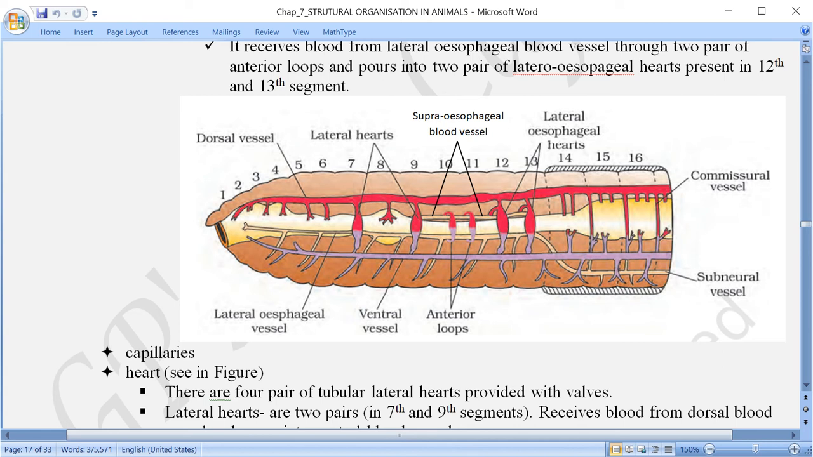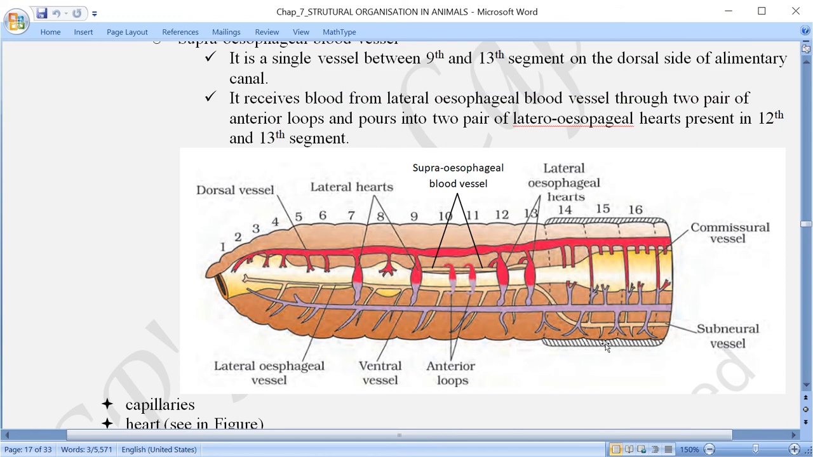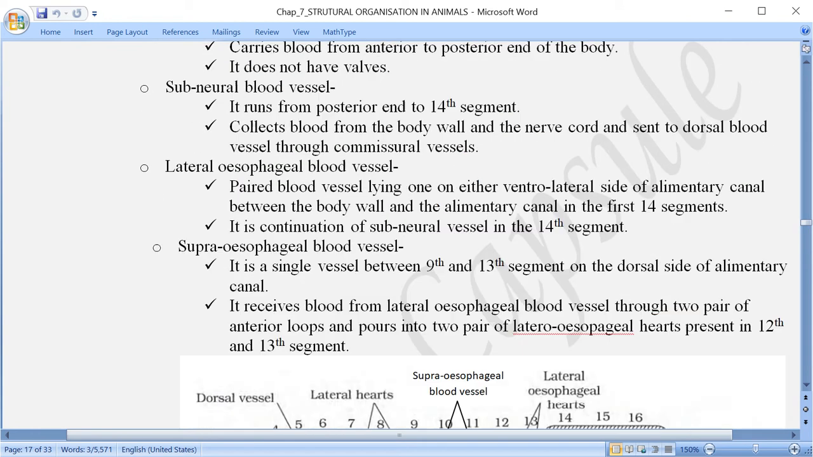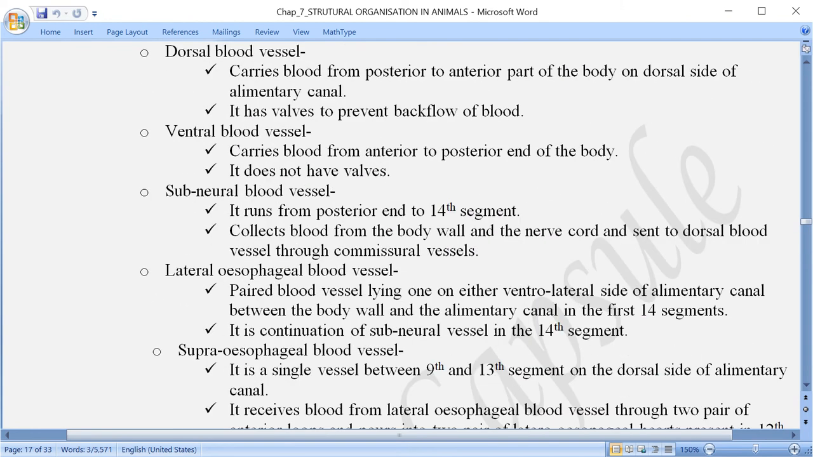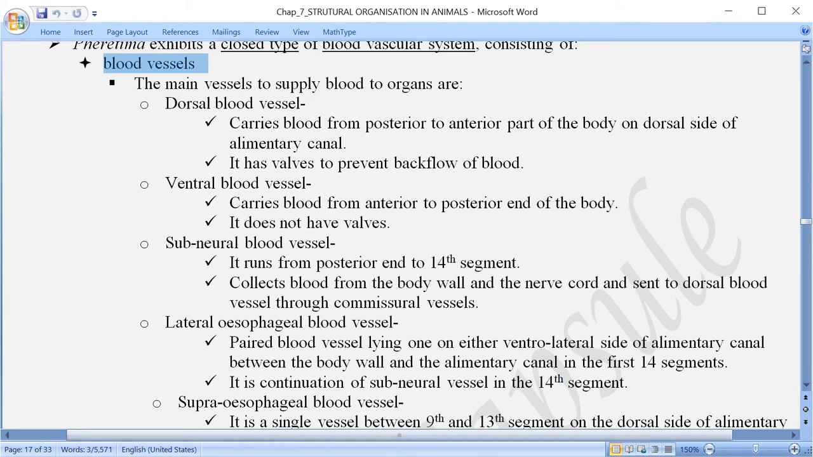The fourth one over here is the supraesophageal blood vessel, which is present only from around the 9th segment to the 13th segment. And then the fifth one is the lateral esophageal vessel. So what is given in the figure, I am going to discuss one by one, and what function they perform, or in which direction they carry the blood.